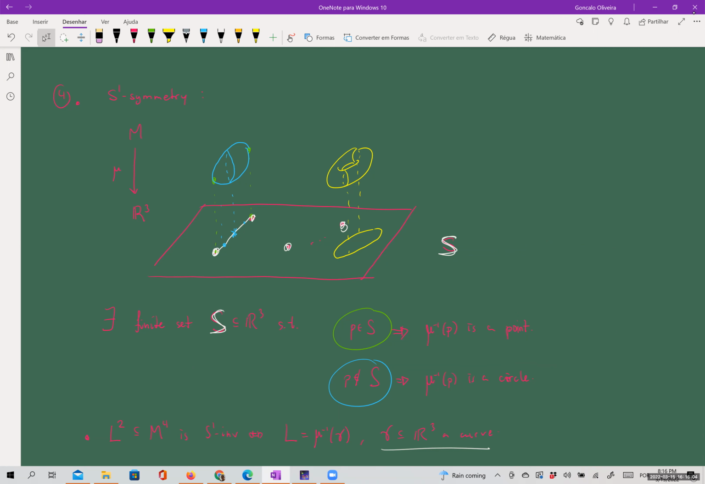You could construct these metrics using what is called the Gibbons-Hawking ansatz, but in fact, all these Calabi-Yau metrics with circle symmetry come from this construction. And you could try to construct examples where this singular set S is not discrete, but is like a curve. But the resulting metrics will never be complete.